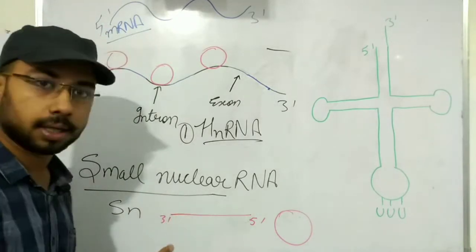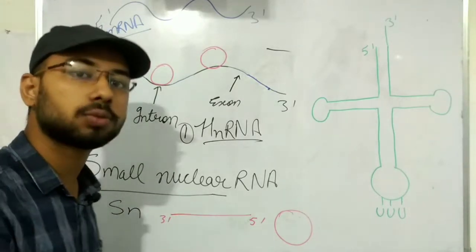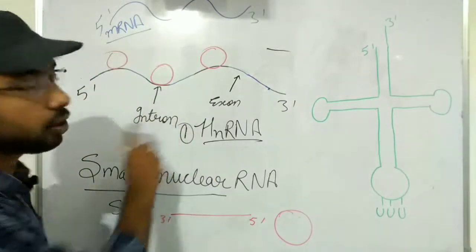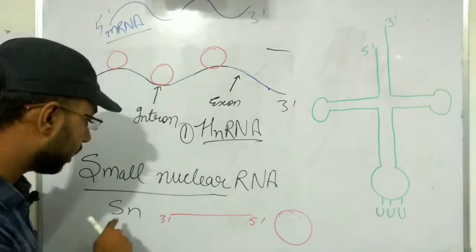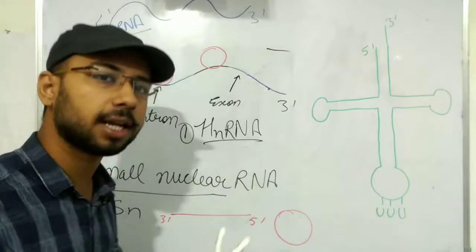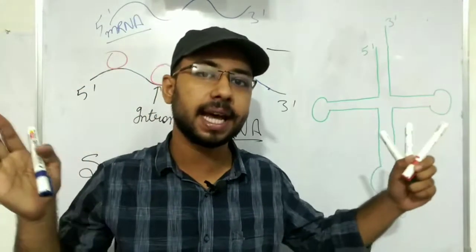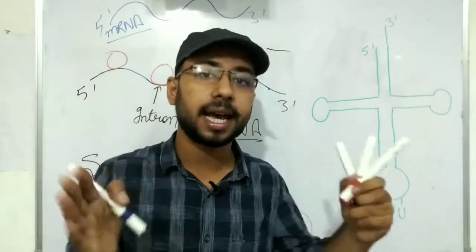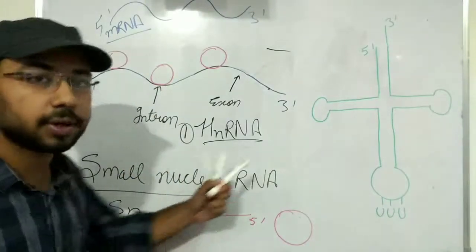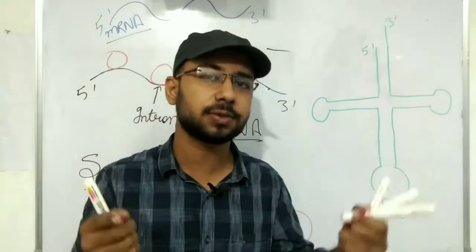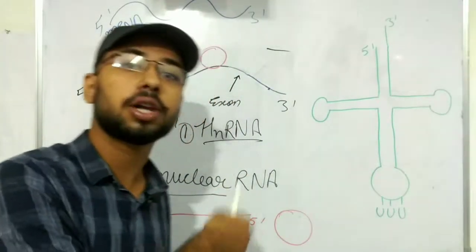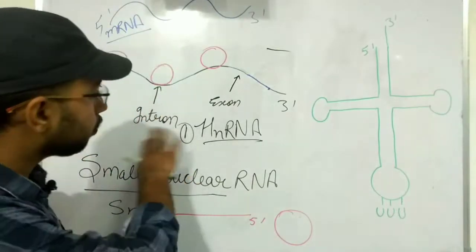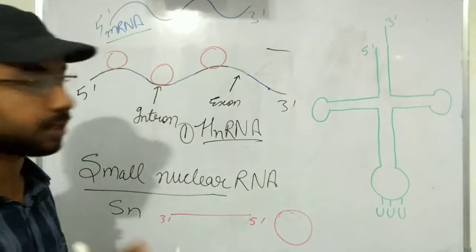snRNA works on the principle of the spliceosomal complex, which removes the introns. You also recall that it makes the hnRNA small. As the introns are removed, it becomes smaller in size. That's why it is also known as small nuclear RNA. So both of these terms are clear, I think.